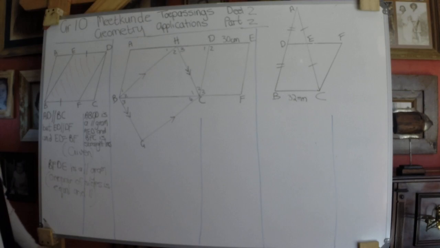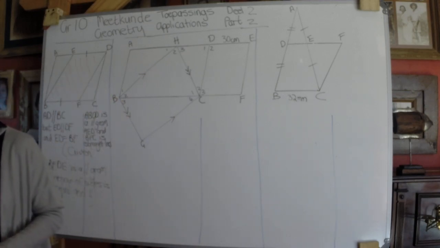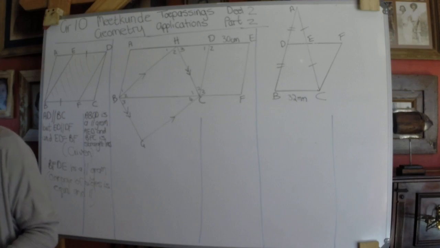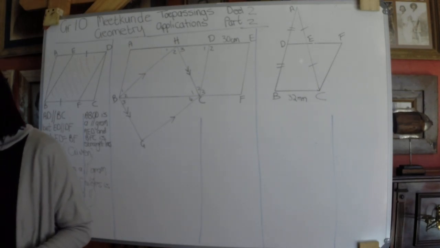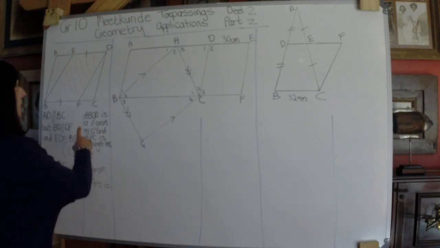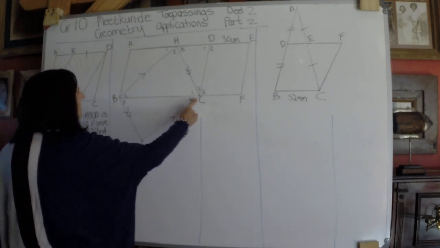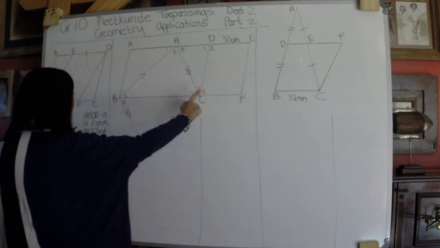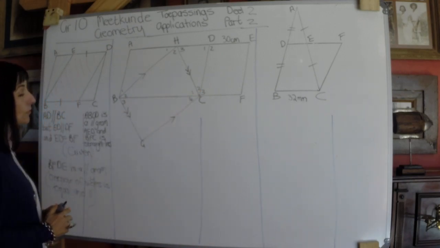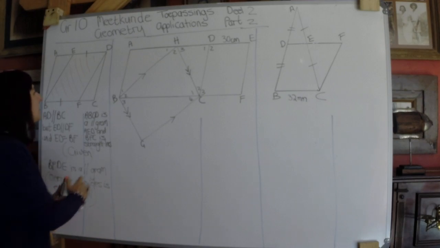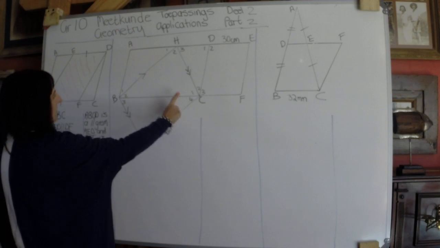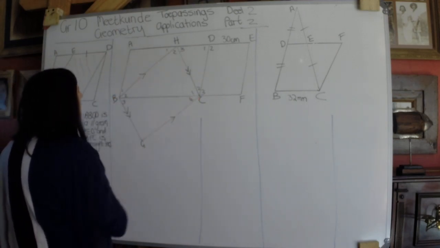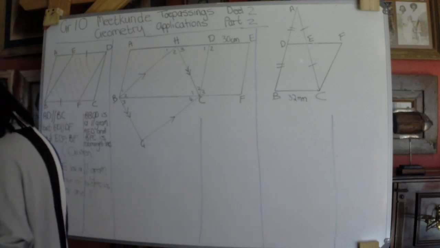Baie maklik. Let's look at this very big sketch in the middle. Let's quickly read what they've got to say about that big sketch. So let's start. Eerste ding wat hulle sê is ABCD is 'n parallelogram. They say it. So because that's a parallelogram, I know that AB equals CD and it's parallel to each other. En AD is ook gelyk aan BC en hulle is ook gelyk aan mekaar want dit is 'n parallelogram.